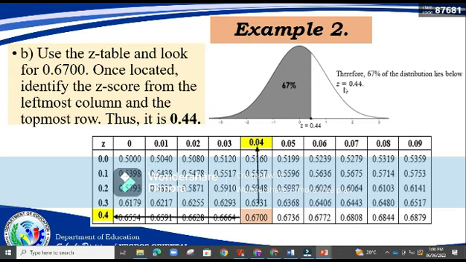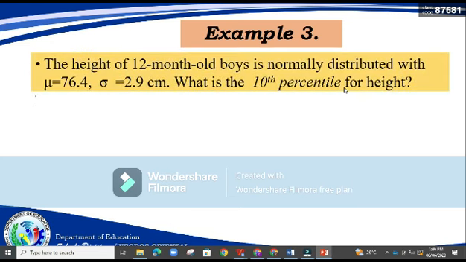Okay, I hope everything is going well. Now, let's proceed to the third example. The height of 12-month-old boys is normally distributed with a mean of 76.4 and a standard deviation of 2.9 centimeters. What is the 10th percentile for height?